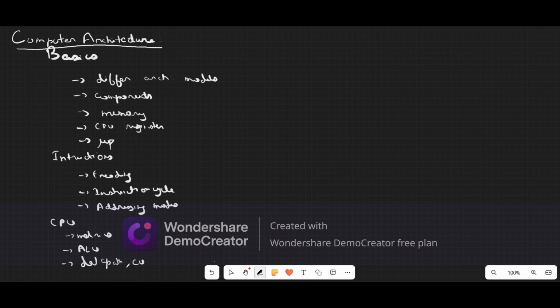Under this control unit, we'll be looking at three types of control units, which are going to be hardware control unit, microprogram, which is predominantly used nowadays, and then finally nano program control units. This will conclude the CPU chapter, and then we'll be moving on to peripheral devices.